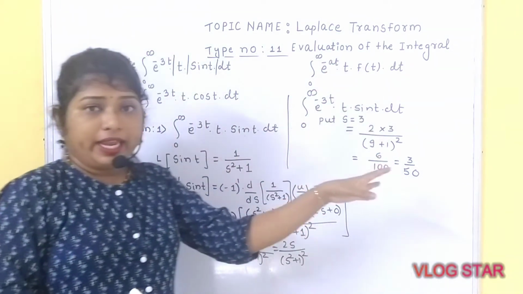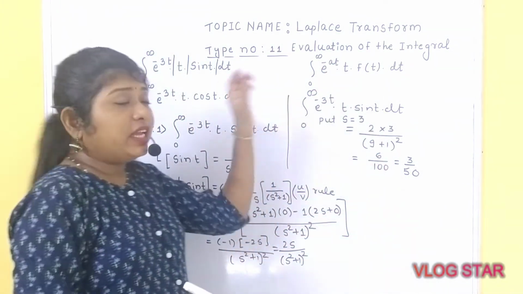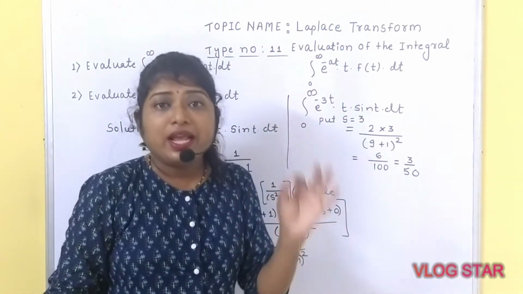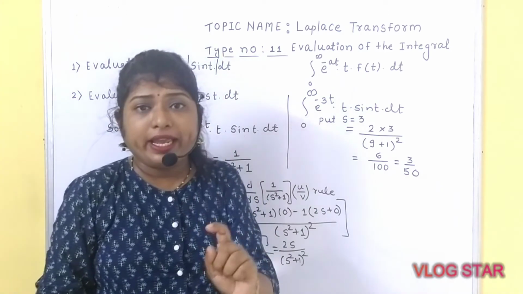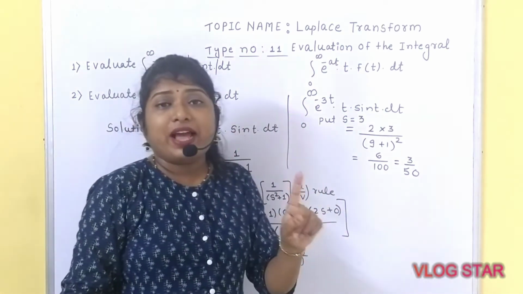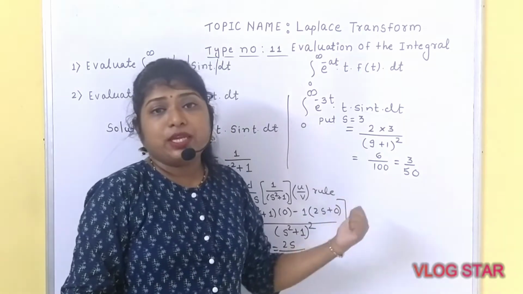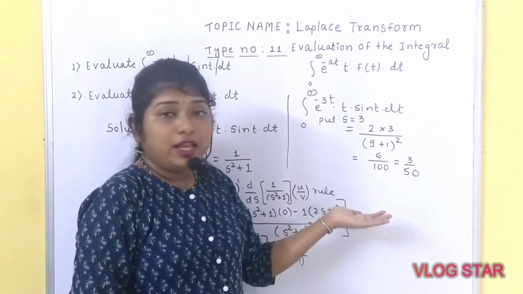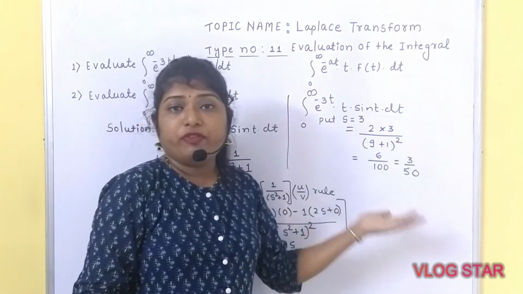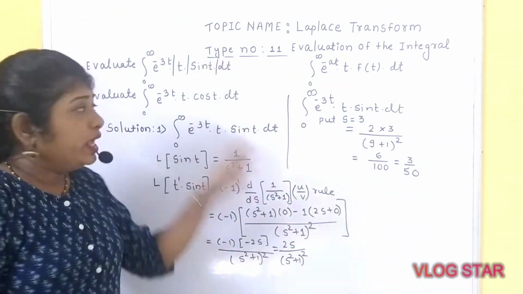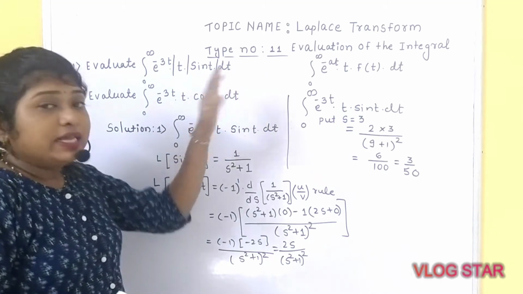Whatever answer you will get, in that, as per the evaluation of integral, you have to substitute s is equal to a. So in this case, the a value is 3. So in this case, we have substituted s is equal to 3 in the answer. So you will be getting 3 upon 50 is the final answer. I hope you have understood example number 1.